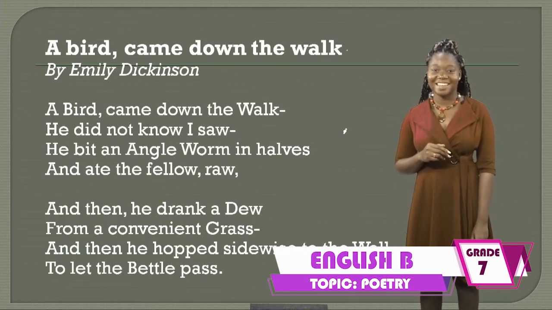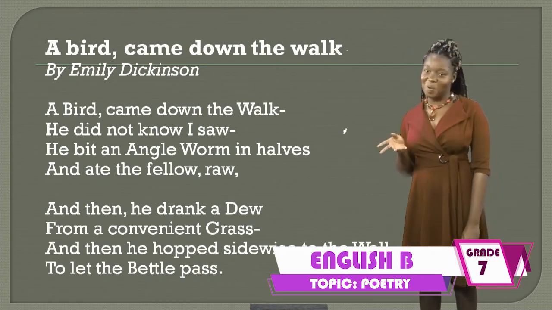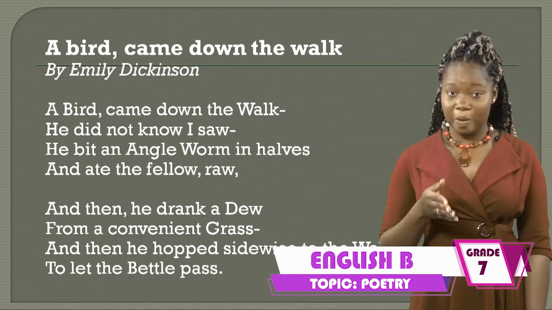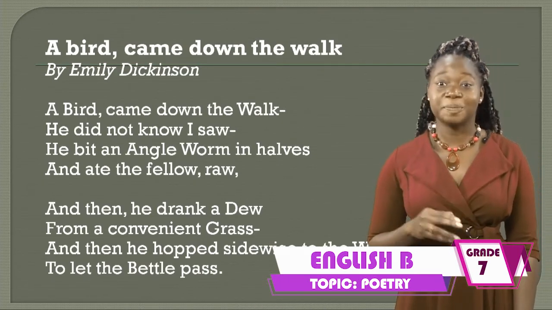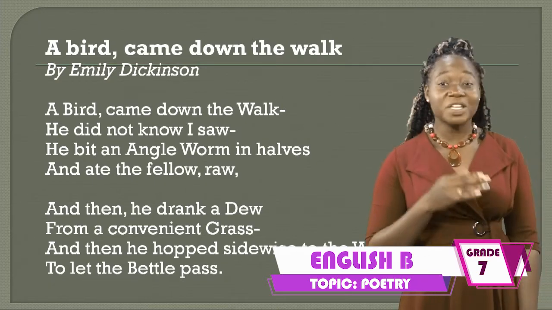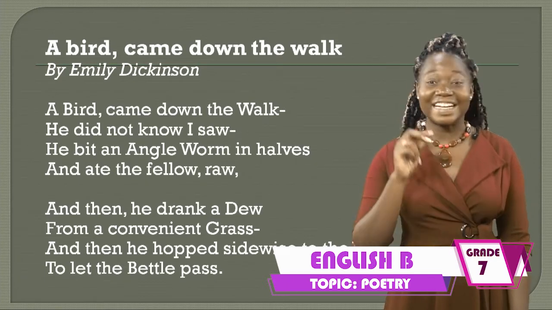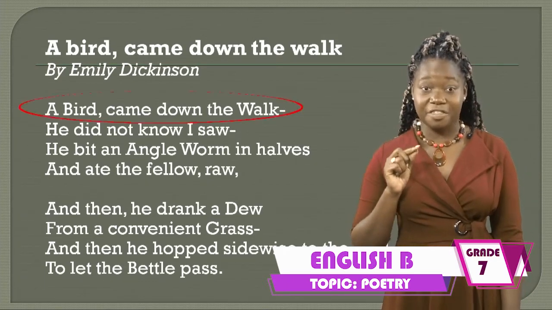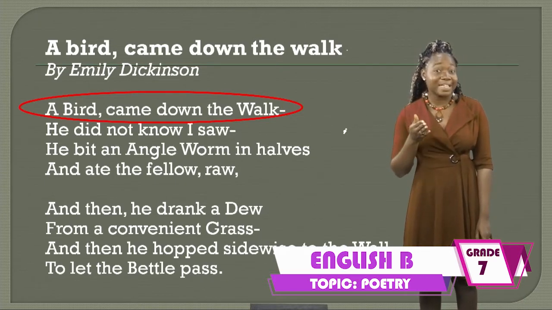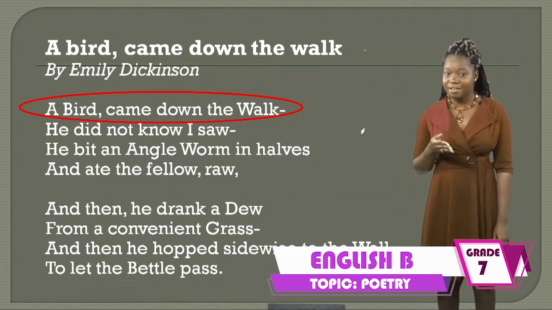Here. It's titled A Bird Came Down the Walk by Emily Dickinson. So we see a poem. Remember, we're looking at poetic form. So here is a poem, and what did we just say about lines? It is literally a line that you see. Therefore, a bird came down the walk is termed a line. Can you identify another line?